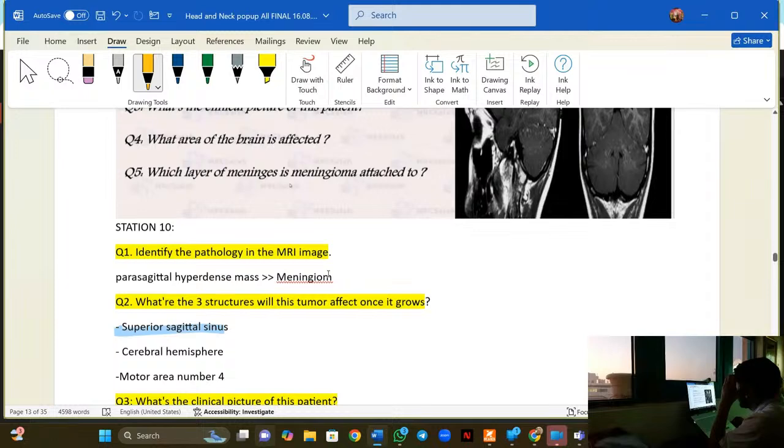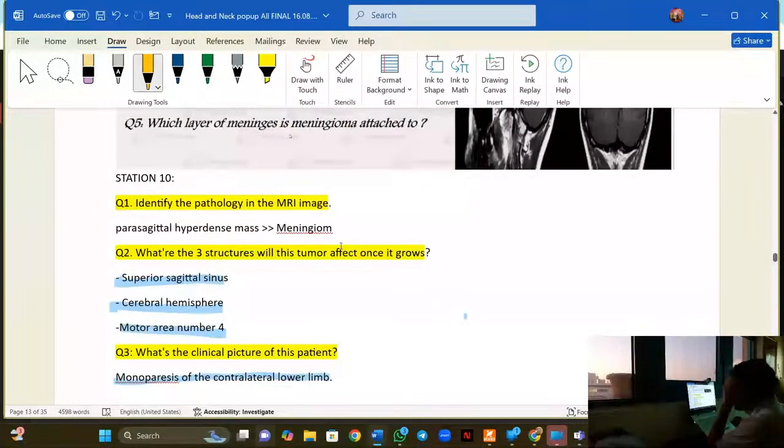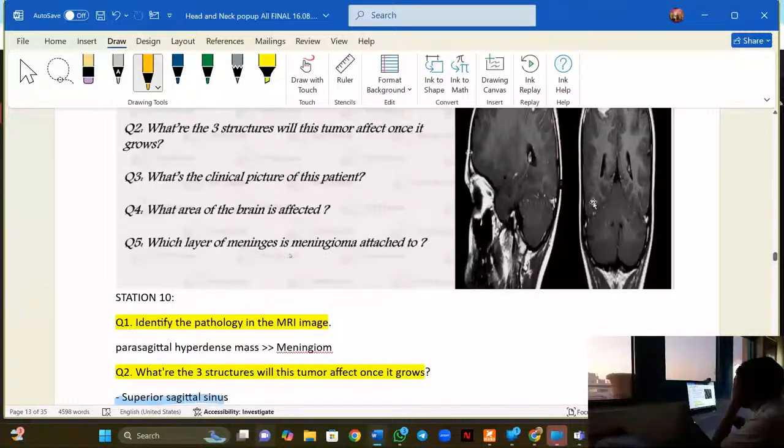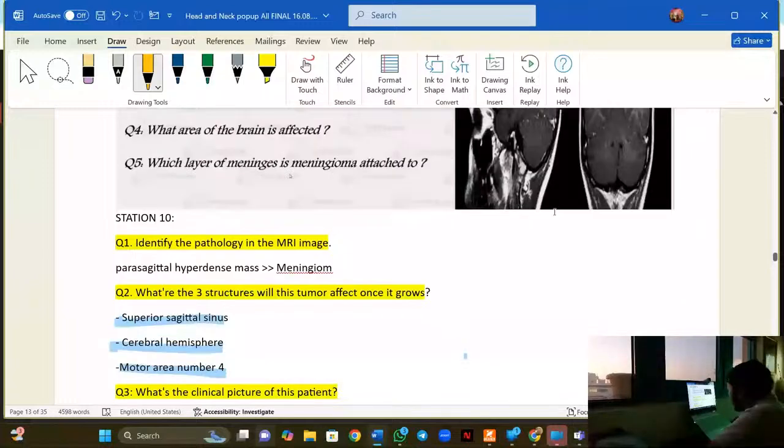Identify the pathology on the MRI. Parasagittal hyperdense mass, which suggests meningioma. Which three structures may be affected? The superior sagittal sinus, the motor area, and the cerebral hemisphere.